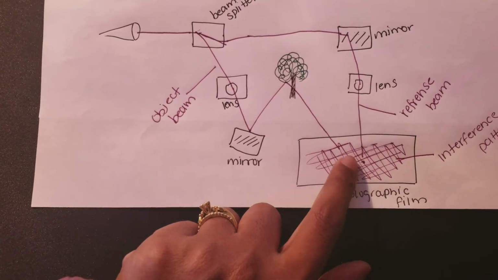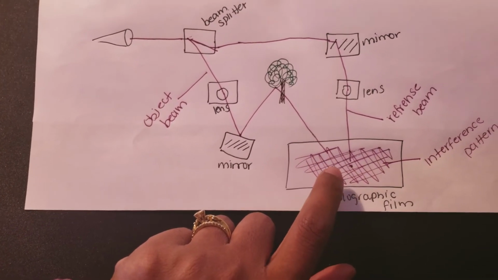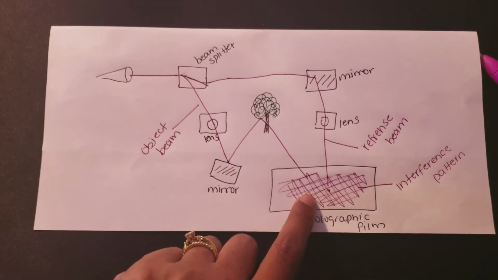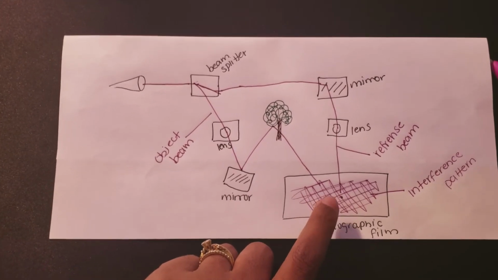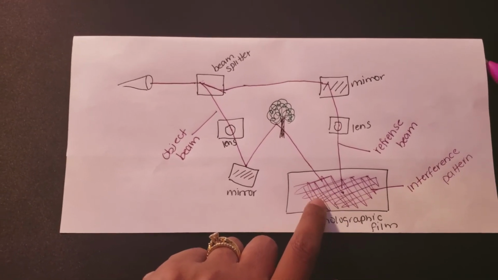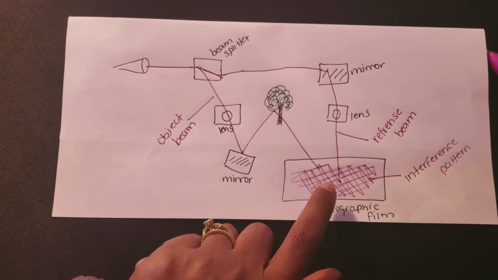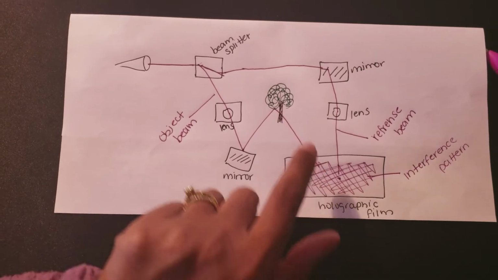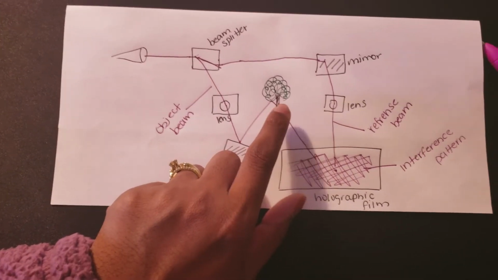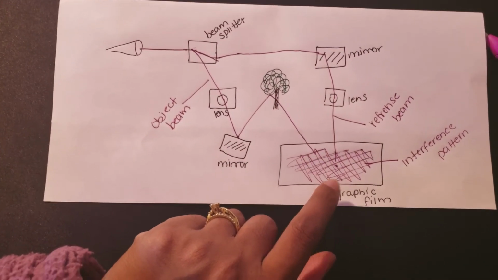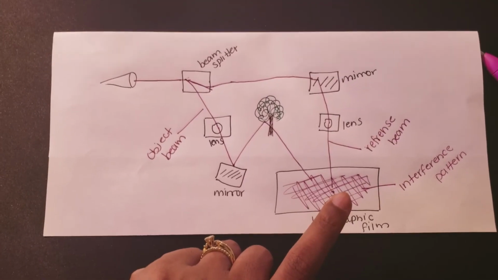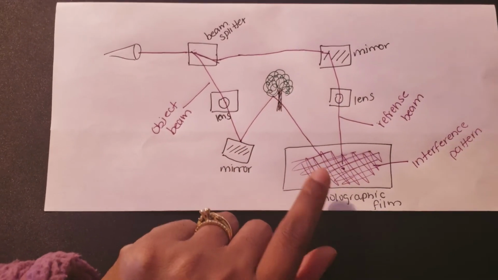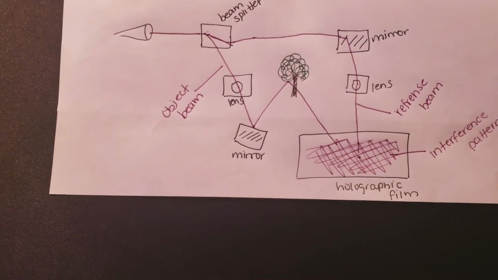When both of these beams hit the holographic film, it's going to make this funky pattern called the interference pattern. That interference pattern looks like a jumbled mess because it's the light that's being created from the two beams on the film. But it's not going to look like the image. This does not look like the tree. But when the lasers come and hit it, it's going to make the image look like the tree, and that's what creates the holographic image.